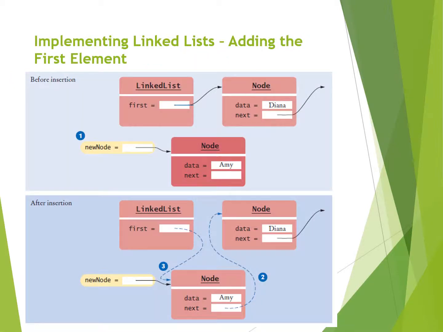Here you can see the schematic view of how to add a node to the beginning of a linked list. Initially, the linked list, which stores the first reference, and the first reference refers to the first node of the linked list, is shown here, and then a new node that we are going to add with the data equal to Amy exists here.